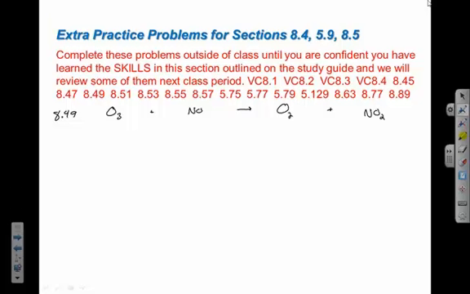So is it balanced? Yeah, it's already balanced, so good. 4 oxygens on both sides, 1 nitrogen on both sides. That's fine. All right, so here it says I've got 0.740 grams of ozone, and I'm going to react that with 0.670 grams of NO. How many grams of NO2 will be produced?